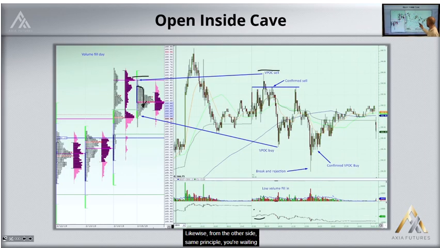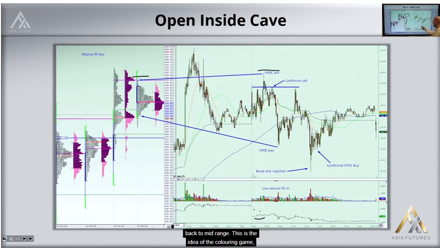Likewise, from the other side, same principle. You're waiting for the market to slow down. You don't want to see volume increasing here. If you do have volume increase on the drop, you want to see that fall back very, very quickly. So this might be one where you'd actually pause in taking this trade on, wait for the market to stall, and then buy it. Once again, you're taking it back to mid-range.